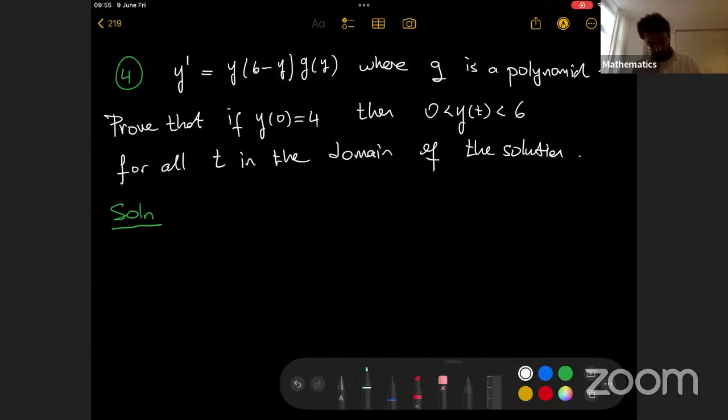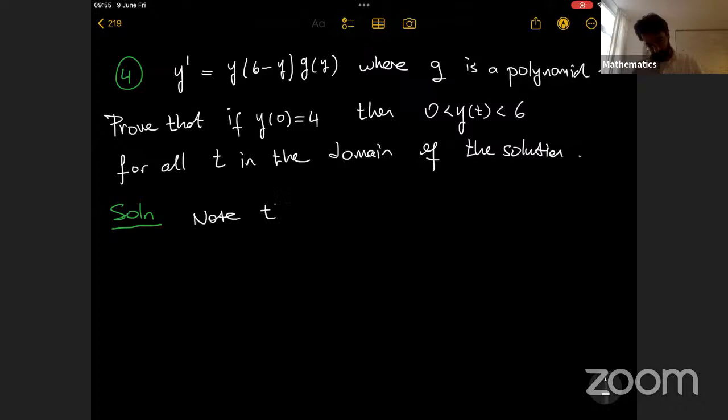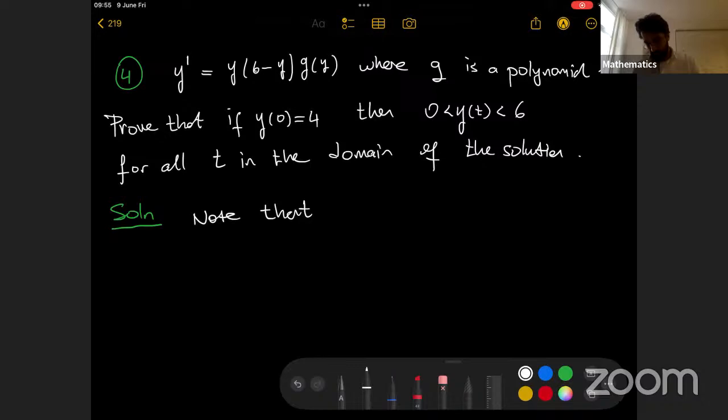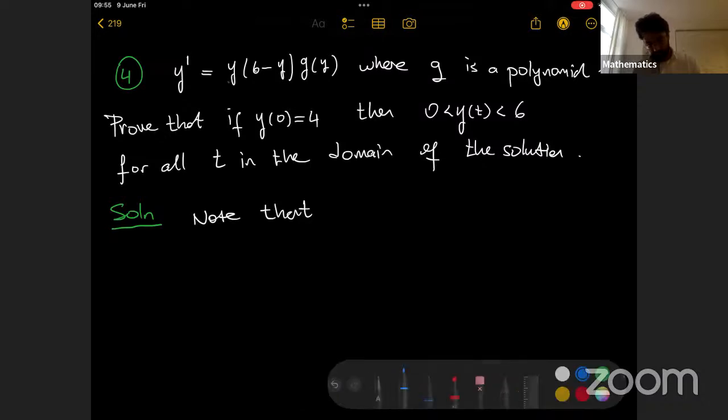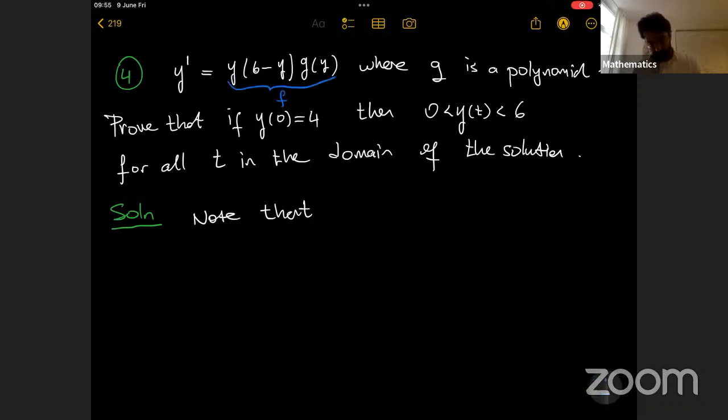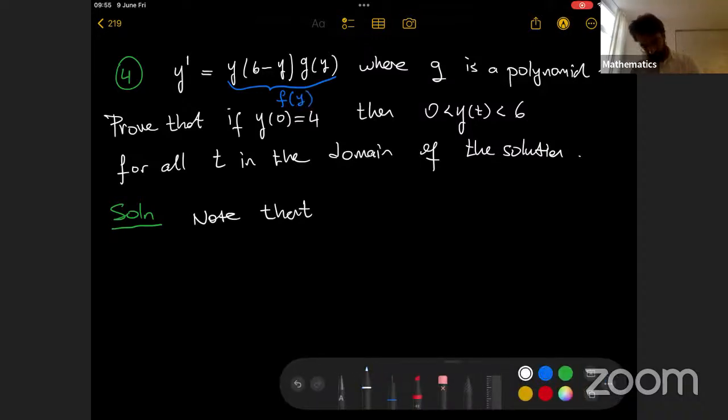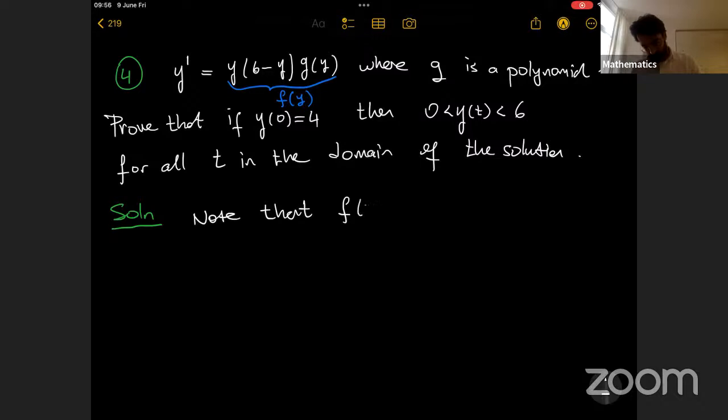So note that, let's give a name for this. Let's call the whole thing f of y. Okay, f of y is continuous. And its derivative with respect to y will be continuous as well because f of y is a polynomial, right? G is a polynomial, f is a polynomial, so its derivative will be a polynomial again and it's continuous.